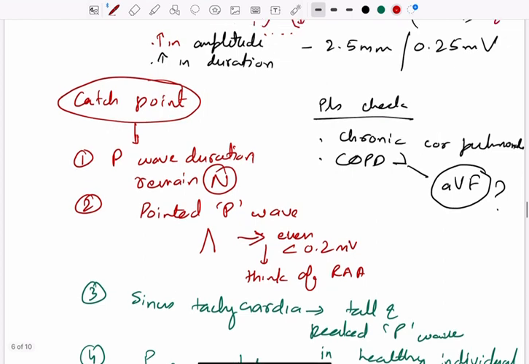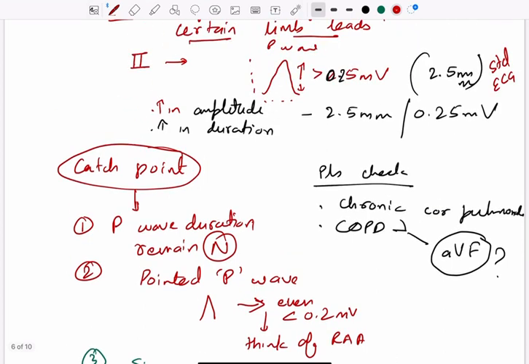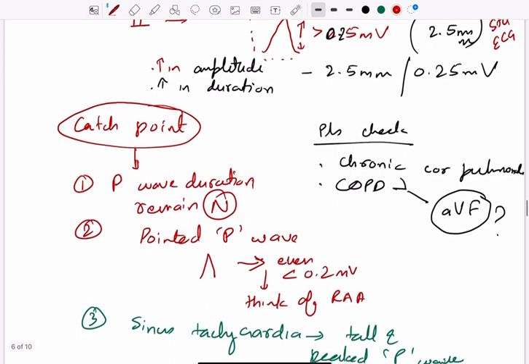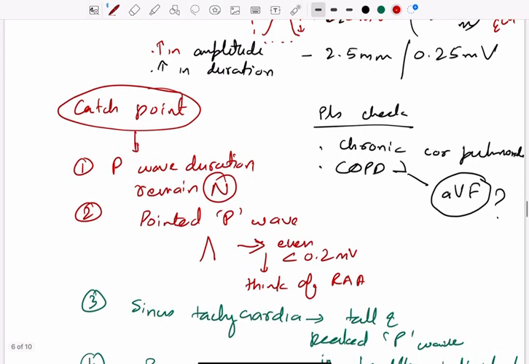When I was describing P wave morphology in the basic module, I was telling you that the apex of the P wave is smooth. It is not pointed. Here it is a pointed P wave. So with a pointed P wave, you have to think of right atrial abnormality. And even if the voltage criterion is 0.25, even if it is 0.2 millivolt, you need to think about a right atrial abnormality in the clinical background.